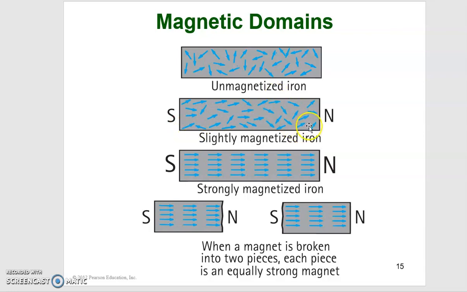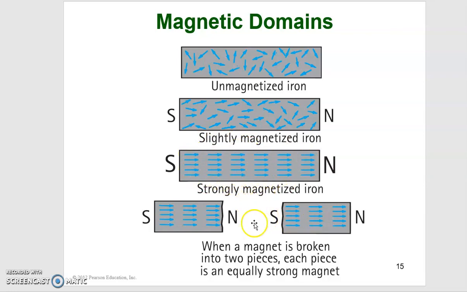So more and more magnetic domains point in the same direction, and this object starts to be magnetized. You have a weak north pole here and a south pole here. But eventually, if all the magnetic domains point in the same direction, it becomes a very strongly magnetized iron. So even for the same material, depending on the orientation of the magnetic domains, the strength of the magnetic field could be different.